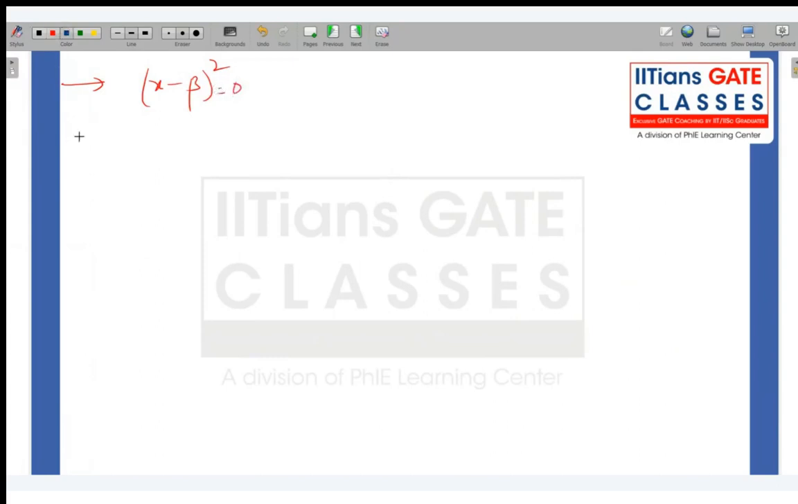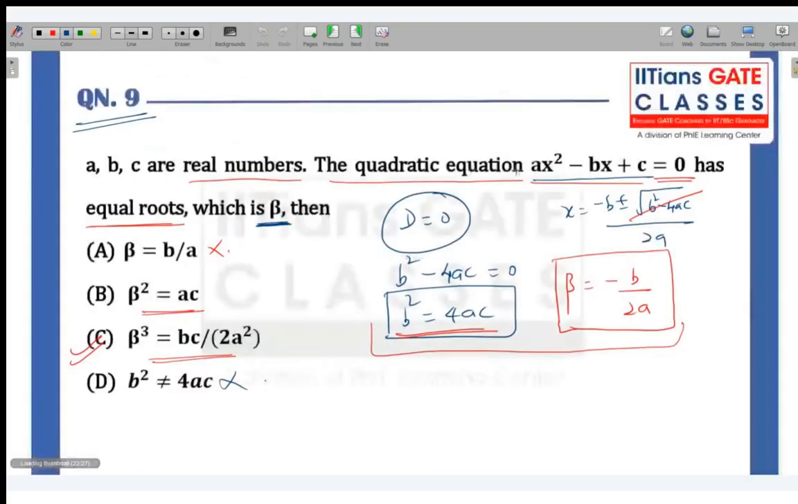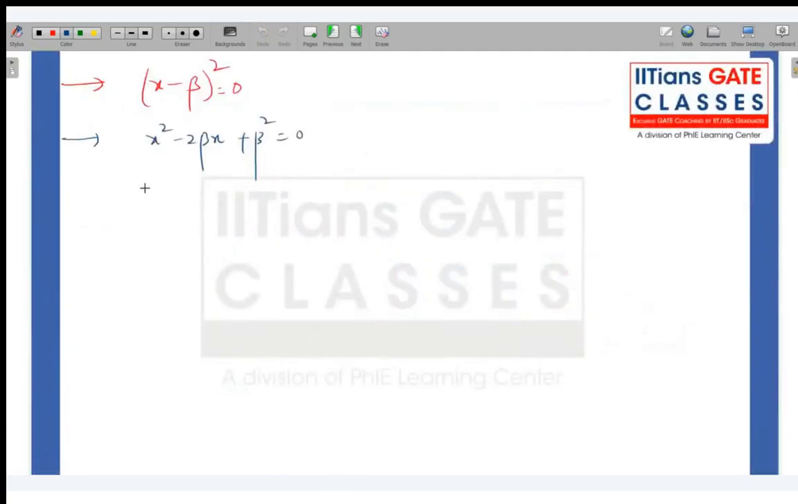So what you can do here is expand this. This will be x square minus 2 beta x plus beta square equal to 0. Now you can compare with the given quadratic equation ax square minus bx plus c equal to 0, so that you can find the values of a and b. These are the relations. Can you find what is the value of a?